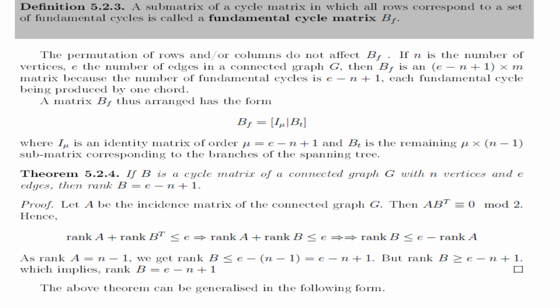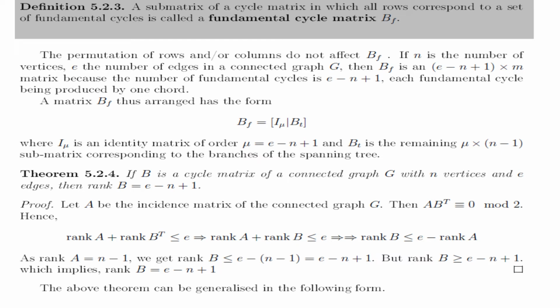Each fundamental cycle is produced by one chord. So a matrix B_F has the form B_F = [I_mu | B_T], where I_mu is an identity matrix of order mu, which is the nullity, equal to E minus n plus 1, and B_T is the remaining mu by (n minus 1) submatrix corresponding to the branches of the spanning tree.